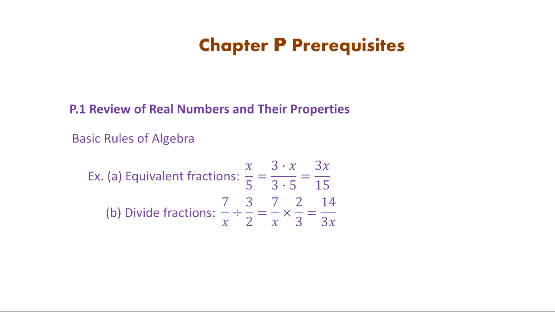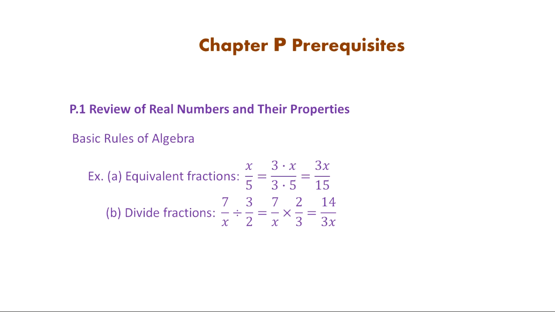For example, how do you rewrite a fraction x over 5 in equivalent form? You can multiply both the top and bottom by the same number, 3, for example. Then you get 3x on the top and 3 times 5, which is 15, at the bottom. This is one property of fractions. You can multiply or divide the top and the bottom by the same number, and the two fractions are equivalent. They are the same in value.